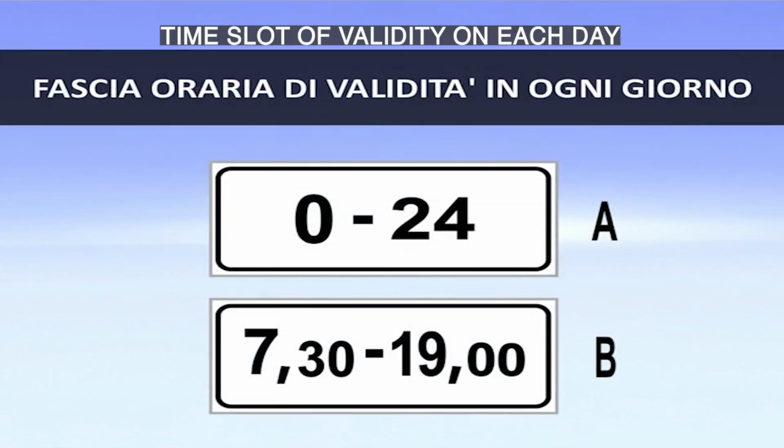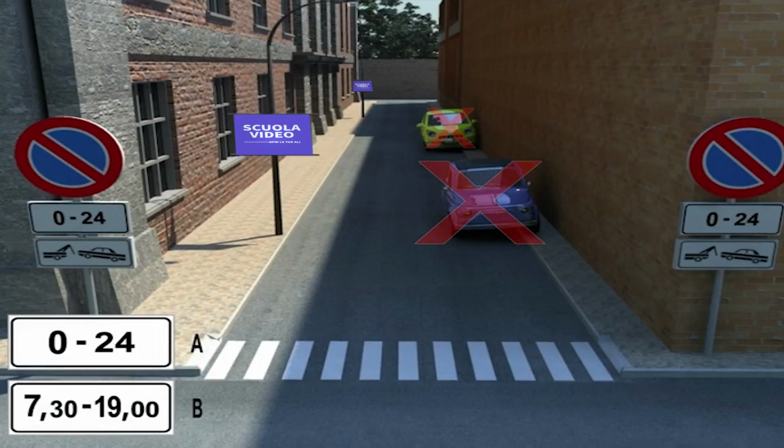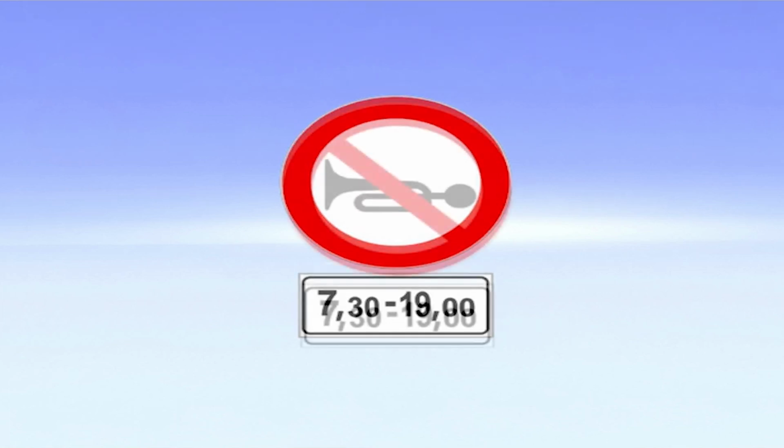Fascia oraria di validità in ogni giorno. Unlike the distance panel, this supplementary panel indicates the time slot within which the signal is valid. Let's now see some examples of pairing with signals. This signal is integrated by the time slot panel. It means that the transit is forbidden from 7:30 a.m. to 7 p.m. It is allowed to transit at other times.